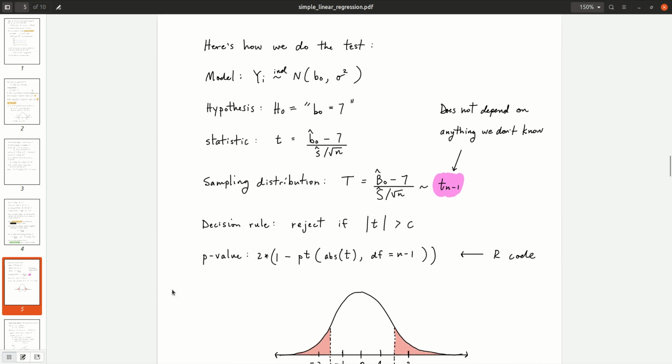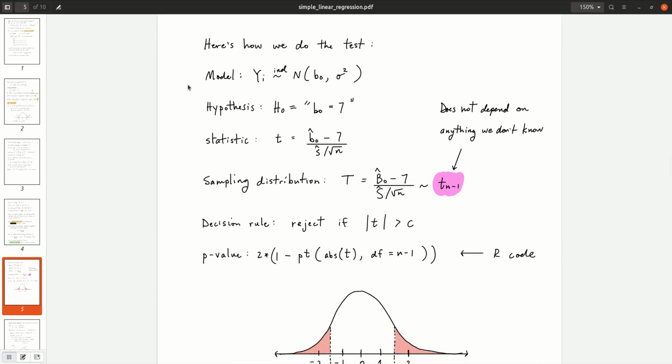Let's put everything together now to see how we actually do the test in practice. So our model for the data, Yi are independent normal, mean or expected value b0, variance sigma squared. Our hypothesis is about the population average or expected value. And I'm just plugging in a number here, b0 equals 7 for a specific hypothesis. The statistic we're going to use is this thing here, the t-statistic. So what this is, you take the estimate b0 hat minus its hypothesized value, and you divide or scale it by s hat over square root n.